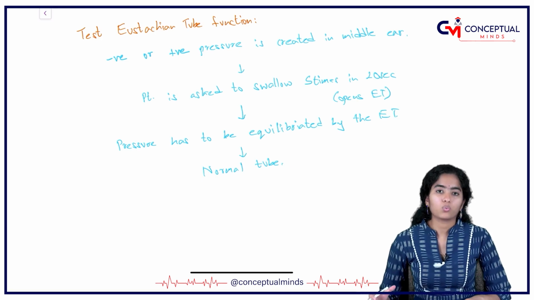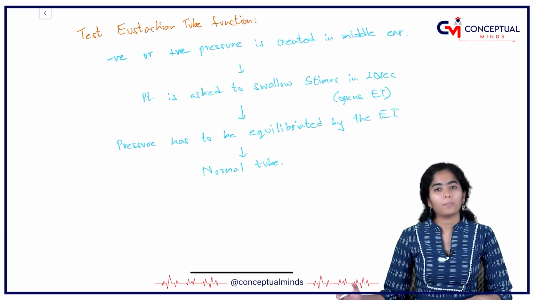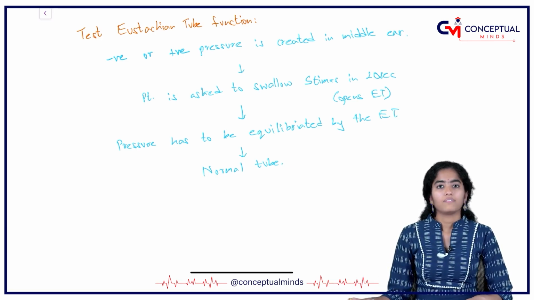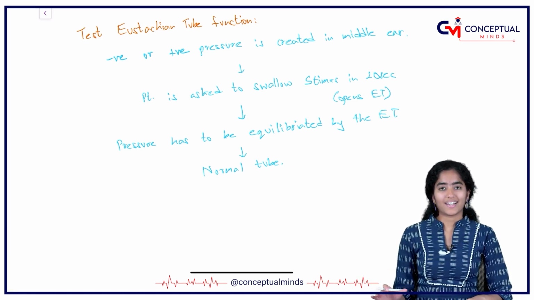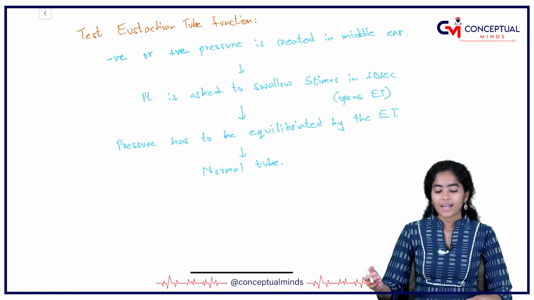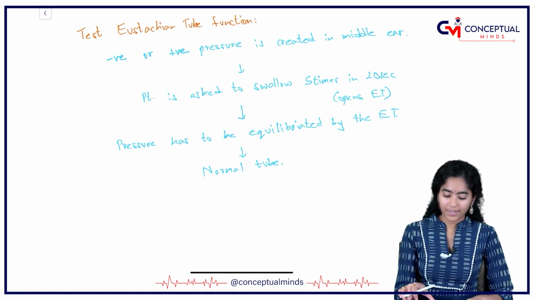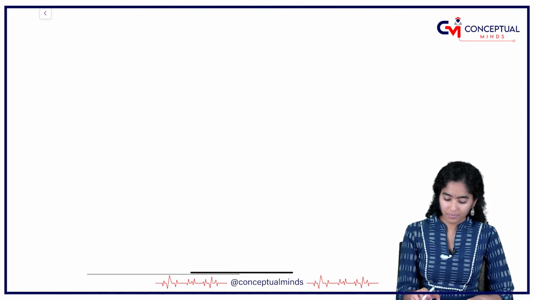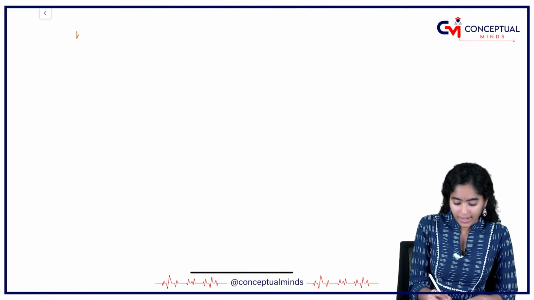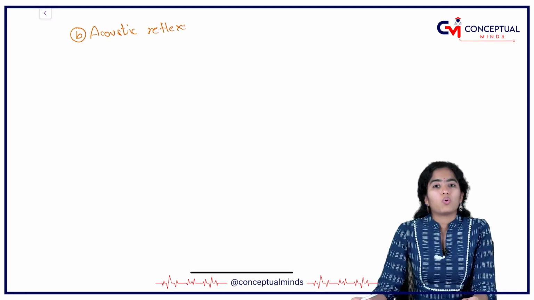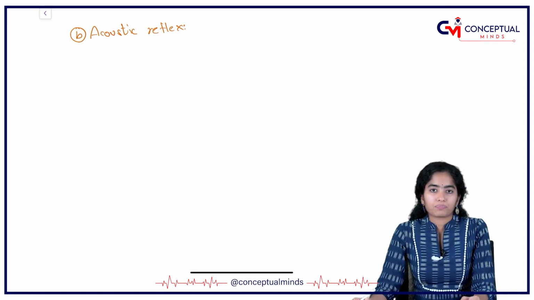This is part 1 of impedance audiometry, where we are measuring the compliance of the tympanic membrane. This is called tympanometry. The second part of impedance audiometry is called acoustic reflex. What is acoustic reflex?